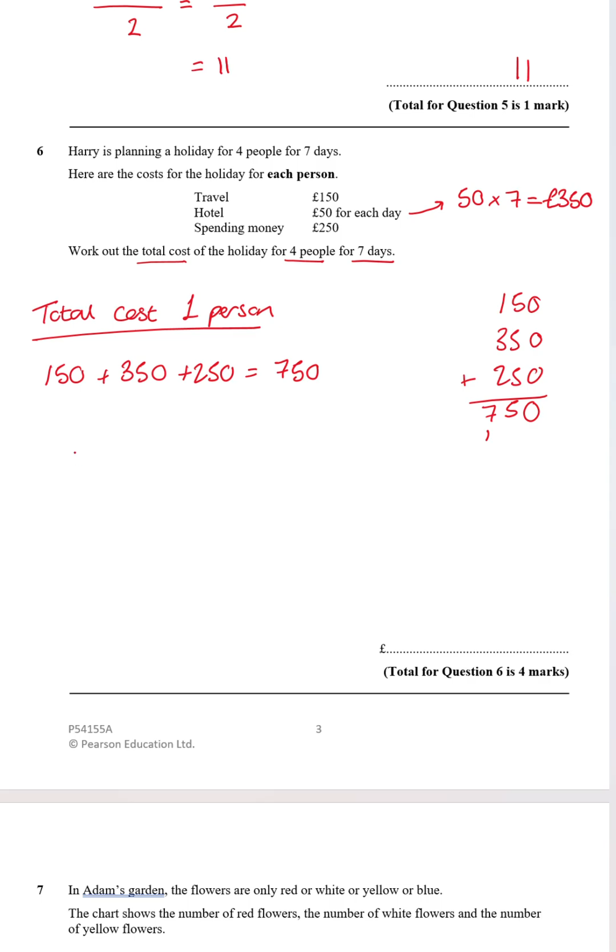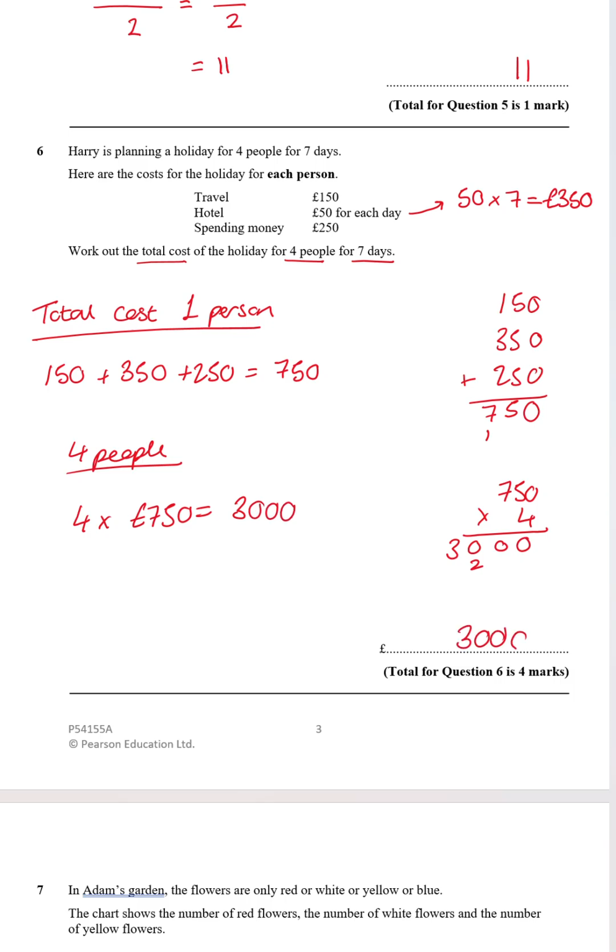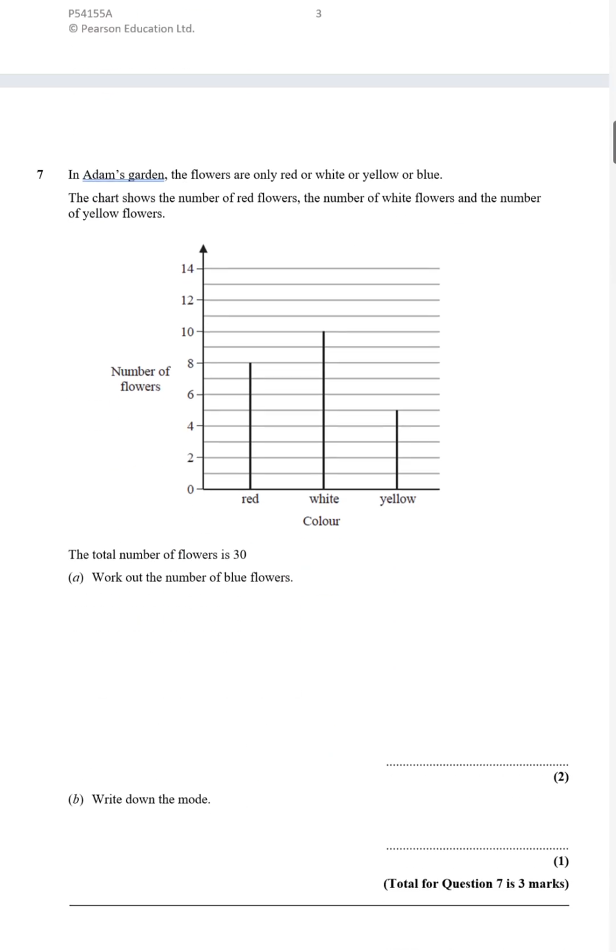We want all 4 people, so for 4 people, I would then do 4 multiplied by £750. Again, rough working out is going to go on the side. And you should get £3,000. Okay, nice and easy. Question 7.